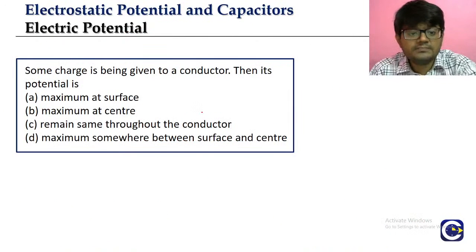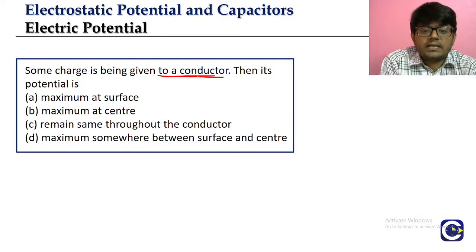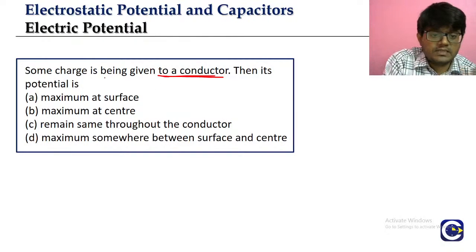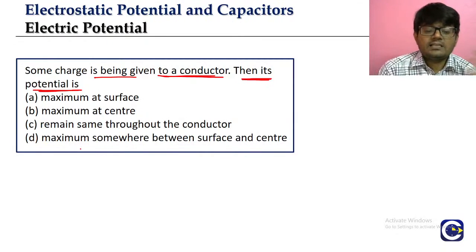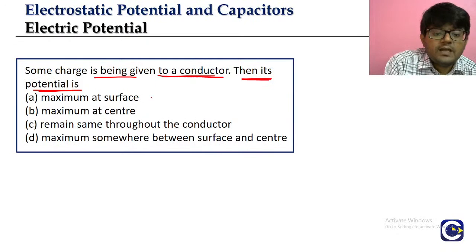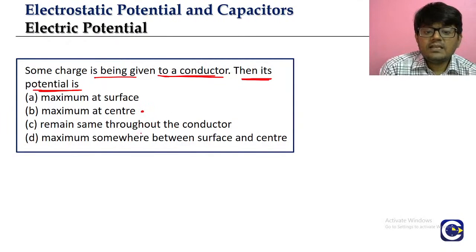Another question. Some charge is being given to a conductor. We have a conductor, and we are giving some charge; the charge value is not mentioned. Then they are asking about its potential. Statement A, maximum at the surface. Statement B, maximum at the center. C, remaining same throughout the conductor. Option D, maximum somewhere between the surface and the center.